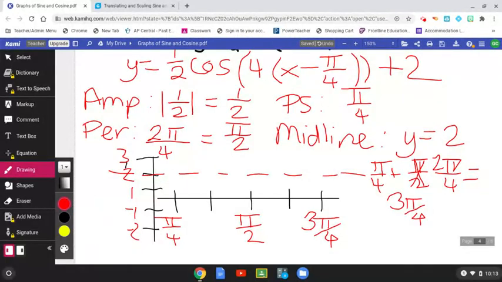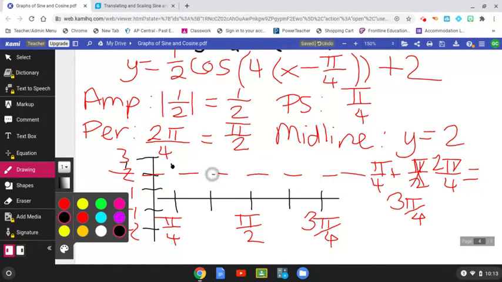Okay, now I think we're ready to sketch our graph. So we're sketching the graph of cosine. So remember, cosine actually starts up. It doesn't start on the midline, okay? And because our amplitude is 1/2, since the midline is at 2, my first point would be at 2 1/2. So I'm just going to put it in the middle between 2 and 3.